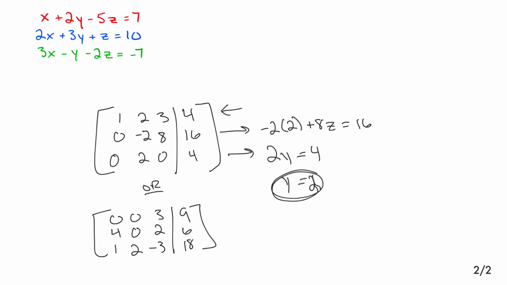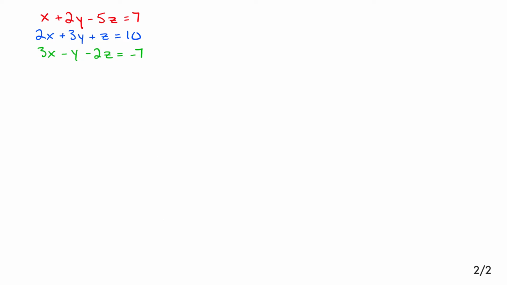Alright, so let's do this, shall we? The first thing I'm going to do is convert this into a matrix. There's a 1 in front of the x, a 2 in front of the y, a -5 in front of the z, and then a 7 all by its lonesome. For the second row, I've got a 2 in front of my x, a 3 in front of the y, a 1 in front of the z, and then a 10 for the solution. For the third equation, we have 3x, -1y, -2z equals -7.